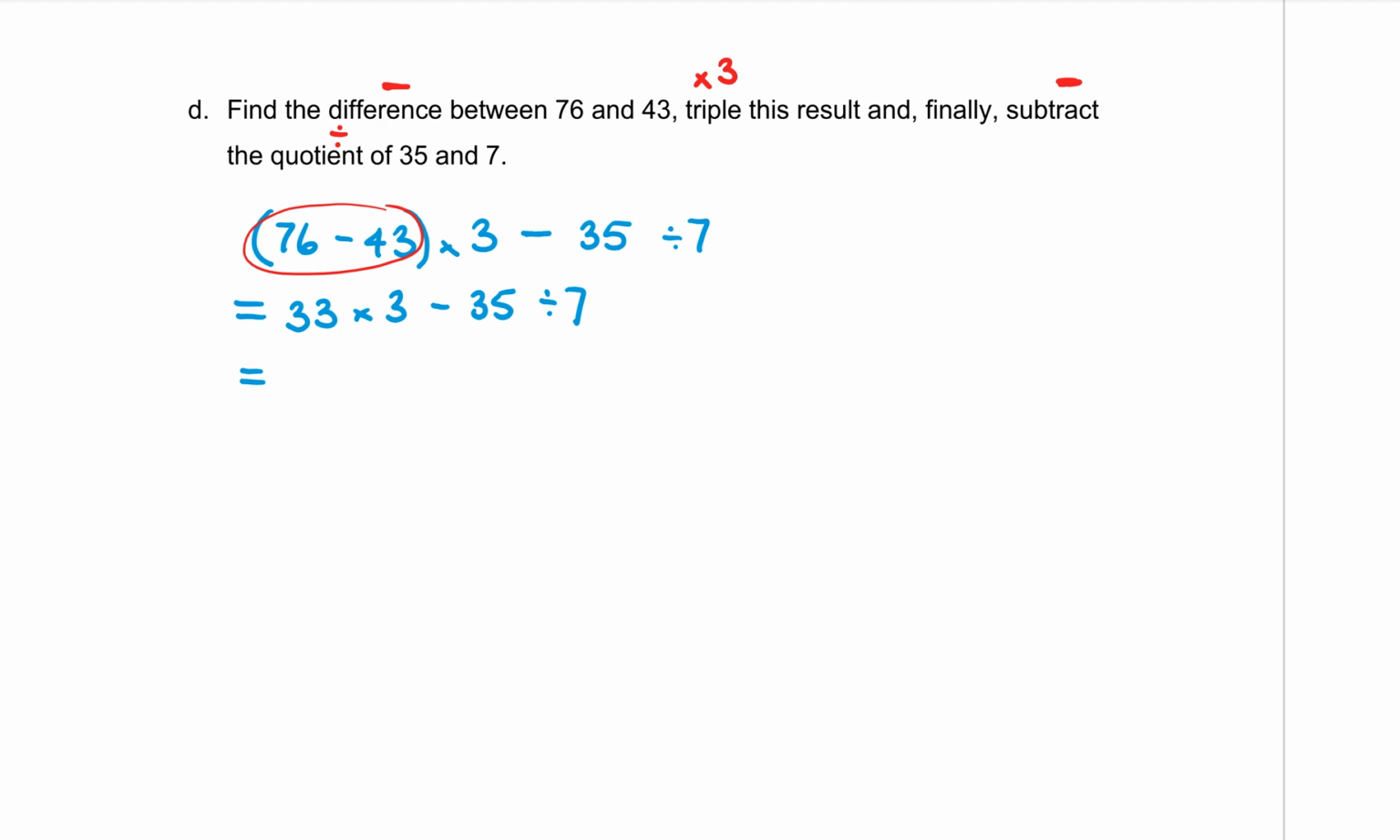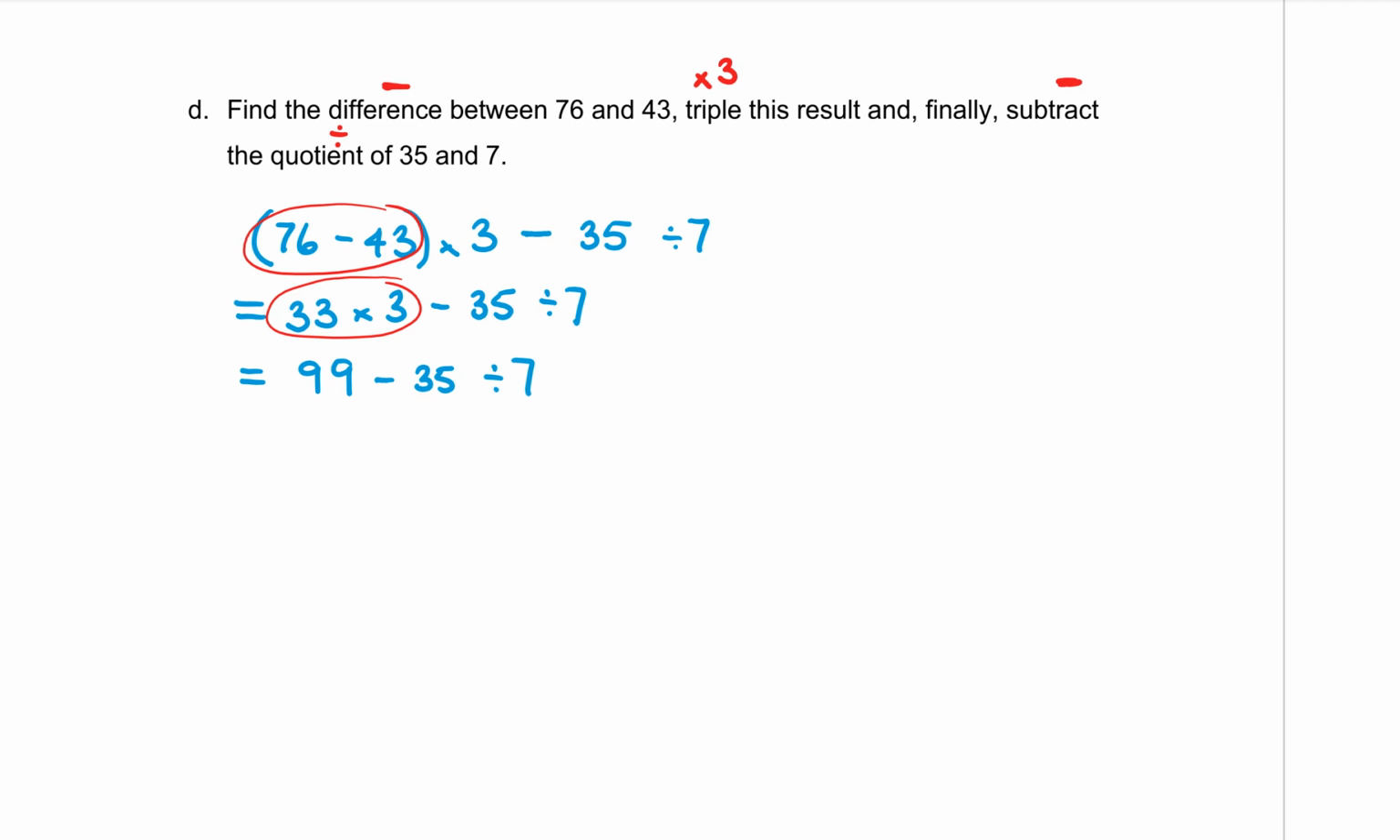Okay, the brackets are gone, so now we want to do multiplication and division. So starting on the left, we come to a multiplication first. 33 times 3. Now to do that times table, you times the 3 with the 3 out the front. 3 times 3 is 9. And 3 times the second 3, which is also a 9. So 99. Minus 35 divided by 7.